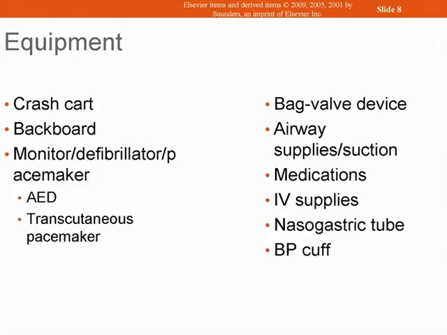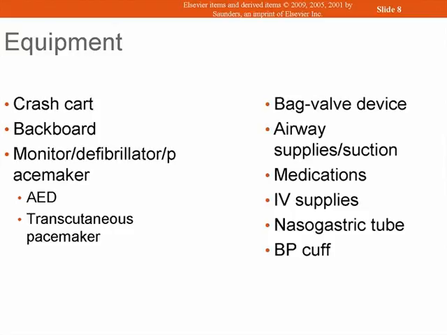So let's discuss the different equipment that you need. Of course, you need a crash cart. You need a backboard. On that crash cart, you have a monitored defibrillator pacemaker. It is all of the above. It can be used as an AED. There's usually a transcutaneous pacemaker available in the ER and in the ICU if that is necessary, rather than the percutaneous pacemaker or external pacemaker.